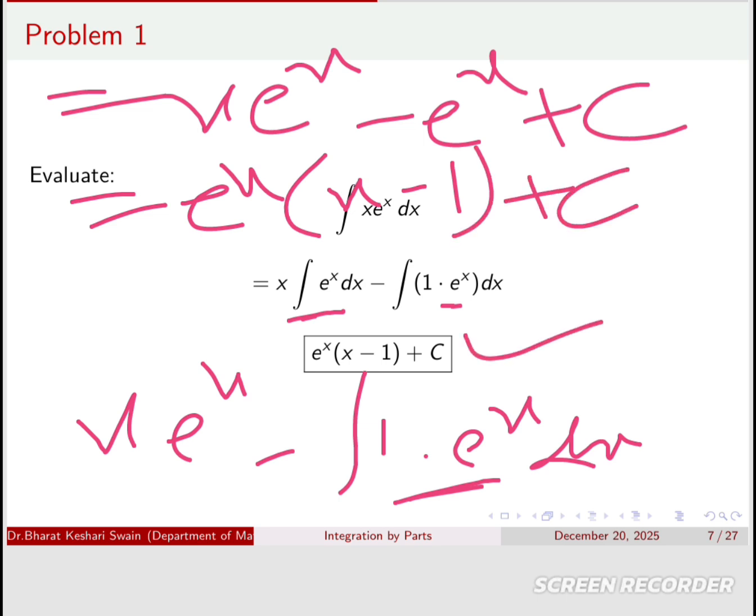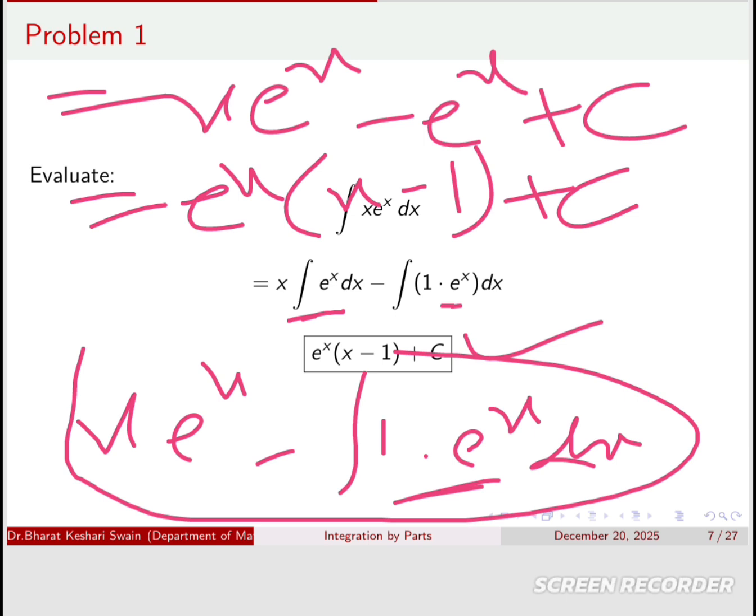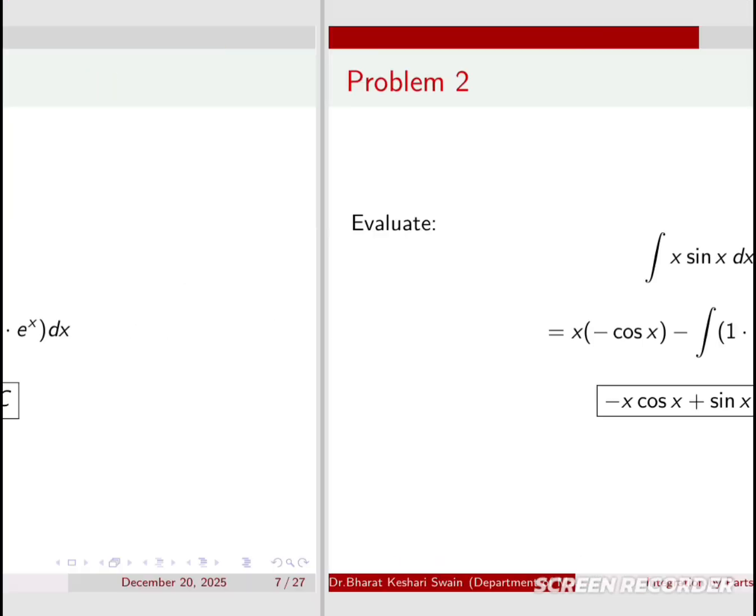Okay, so this is a very simple question. The main thing is we have to choose what is your first function and second function, then remember the formula: first into integration of second, minus derivative of first, integration of second, whole integration. This is the formula. Okay, come to the next example.